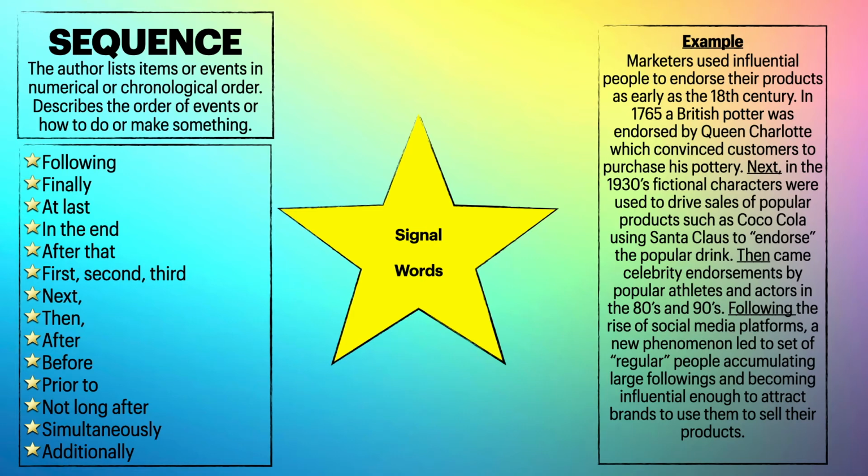Then came celebrity endorsements by popular athletes and actors in the 80s and 90s. Following the rise of social media platforms, a new phenomenon led to a set of regular people accumulating large followings and becoming influential enough to attract brands to use them to sell their products. So in this example, you'll notice some of the transition or signal words used are next, then, and following.